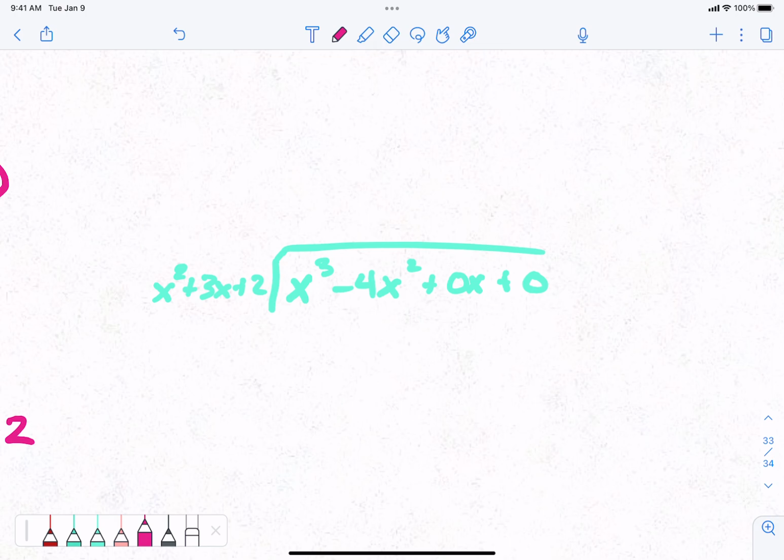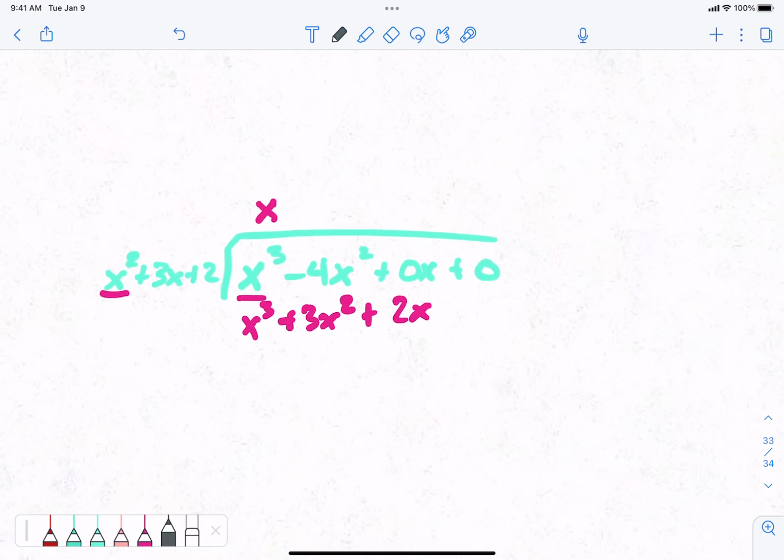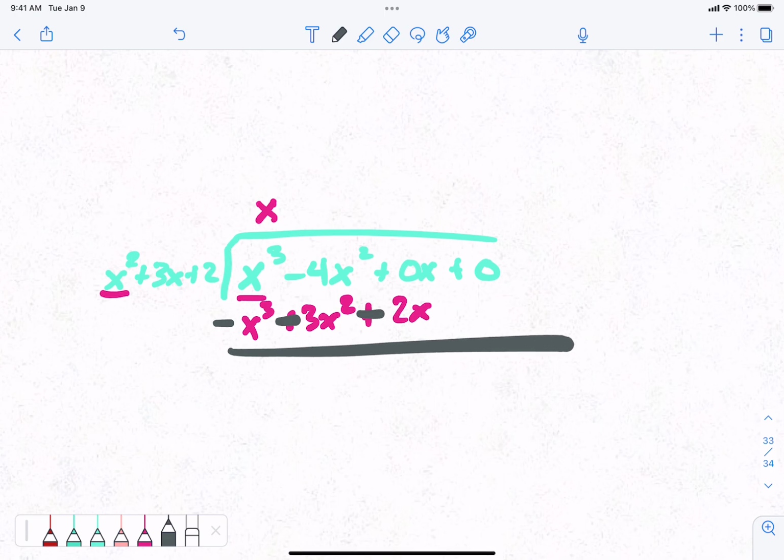Wait, hold on. I put 0x plus 0 on the end. What do you take times x squared? Did it get x cubed? X. Multiply it back through, x cubed plus 3x squared plus 2x. Did I go too fast on that? Wait a minute. And then change it. Minus, minus, minus. Those cancel. That gives you -7.